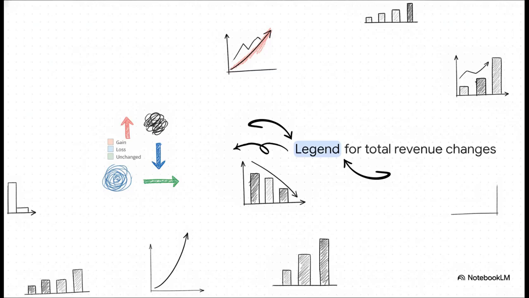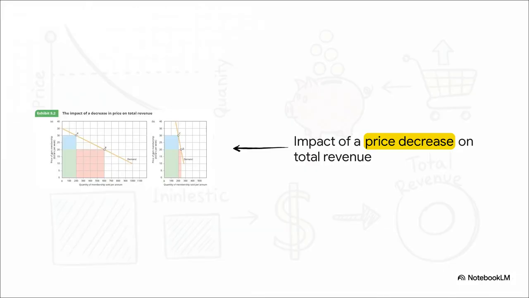completely unchanged. So dropping that gym price from $30 at point A down to $20 at point B actually creates two opposing forces. The blue box you're looking at represents the money you lost by charging your original 200 members less. But check out that massive pink area. That is the revenue gain from 400 brand new members signing up. The pink gain far outweighs the blue loss, so your total revenue goes up. This happens because demand right here is highly elastic. Consumers are super responsive to your price drop.